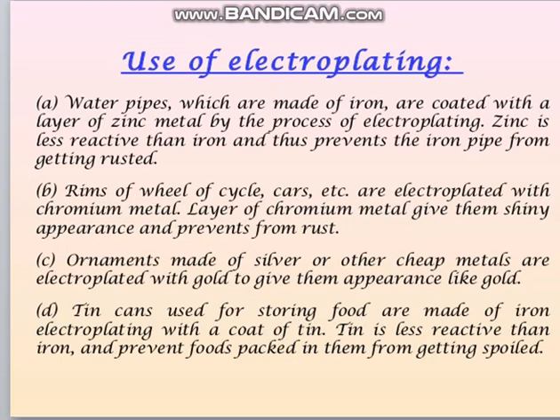Ornaments made of silver or other cheap material are electroplated with gold to give them an appearance like gold. Have you ever heard about that Bentex jewelry, 1 gram jewelry? That is also made by the electroplating process. So these are the various uses of electroplating. Okay. Another one is tin cans, which are used for storing food items. They are also made up of iron, but iron can spoil the food. But tin is less reactive, so it will prevent the food packed in them from getting spoiled. So this is about electroplating and its uses. Thank you.